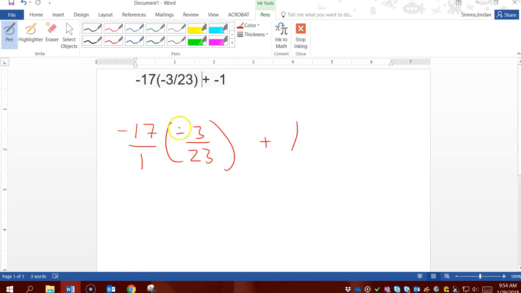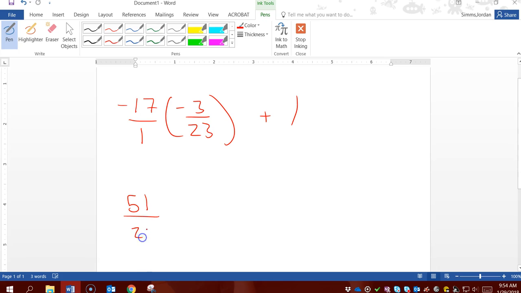We can think about this as two fractions, so we multiply the top, multiply the bottom, right? So we could think of this as, get the old calculator out here, 17 times 3. So that's going to be basically 51, because two negatives make a positive, over 1 times 23. Okay? We can think like that.